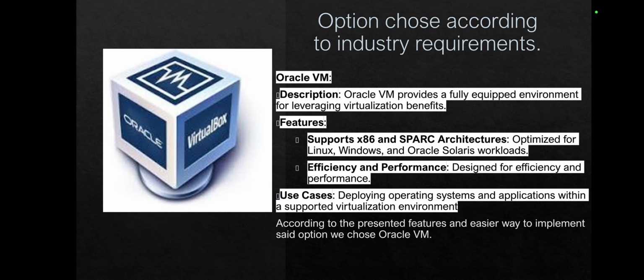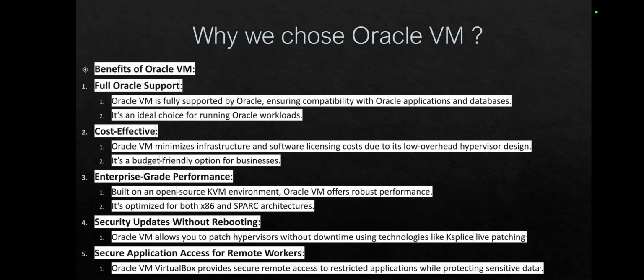Oracle VM provides a fully equipped environment for leveraging virtualization benefits. We already read all of this. And according to the presented features, and an easier way to implement said option, we chose Oracle VM. Why we chose Oracle VM? Benefits: 1. Full Oracle support. Oracle VM is fully supported by Oracle, ensuring compatibility with Oracle applications and databases. It's an ideal choice for running Oracle workloads.